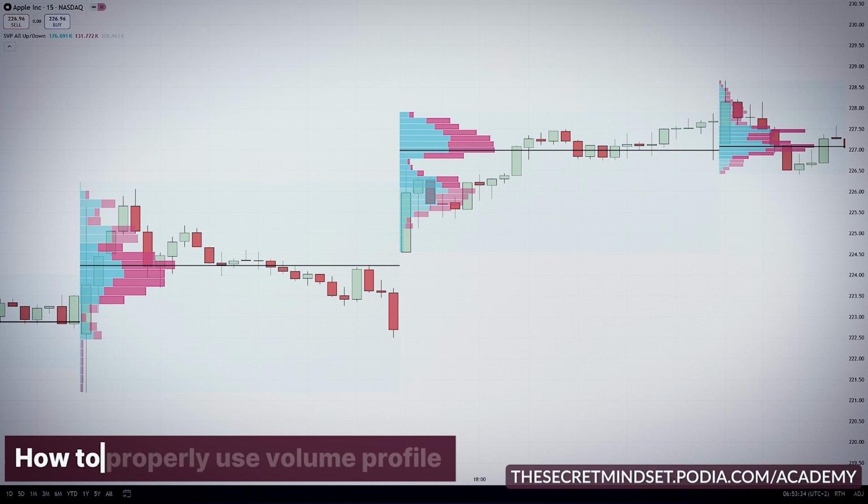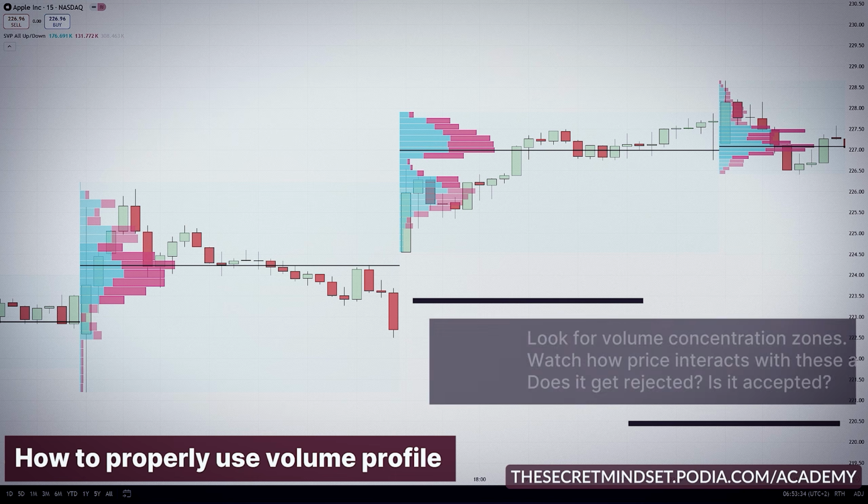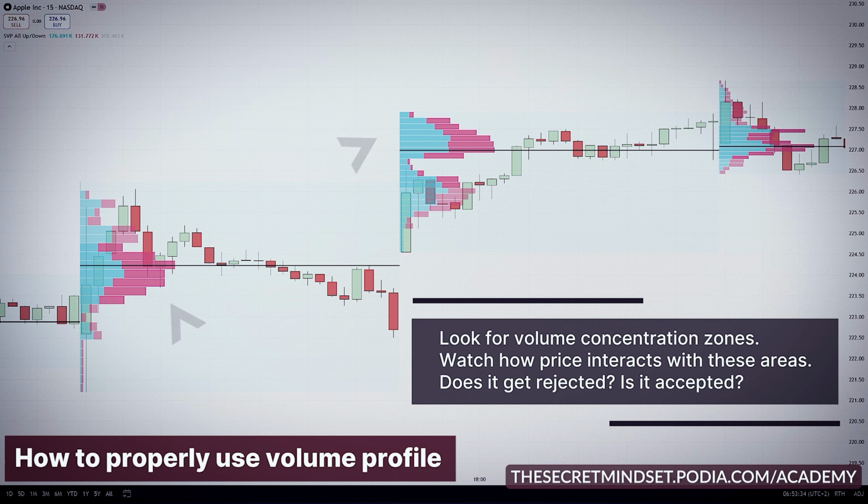Now, traders often ask how to properly use volume profile. First, look for volume concentration zones. Watch how price interacts with these areas. Does it get rejected? Is it accepted? These interactions reveal market intent.